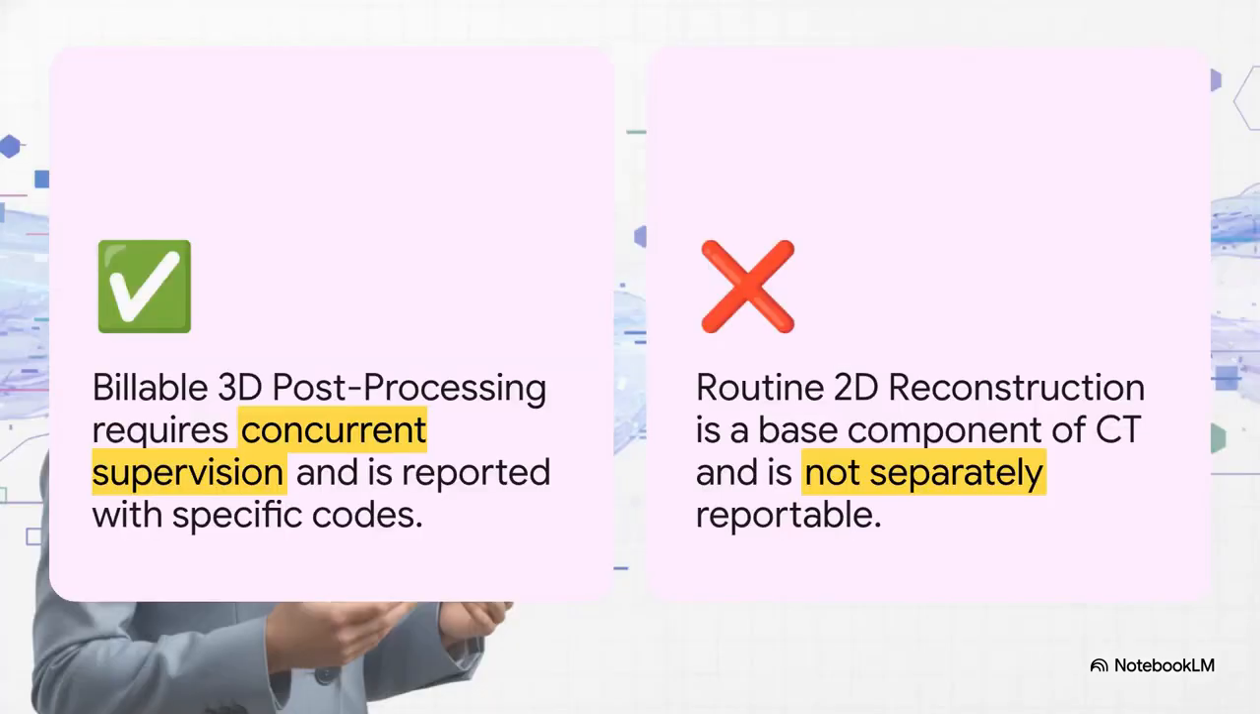What's really great about this slide is how it draws such a clear line in the sand. Over on the left, you've got your billable 3D post-processing. That's the complex stuff that needs the direct supervision we were just talking about. But on the right, that's your routine 2D reconstructions, basic sagittal or coronal images. Those are just considered part of the package for any CT scan. They're not something you can report separately. And making that distinction is absolutely crucial for staying compliant.